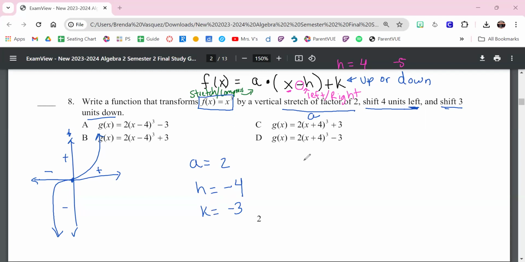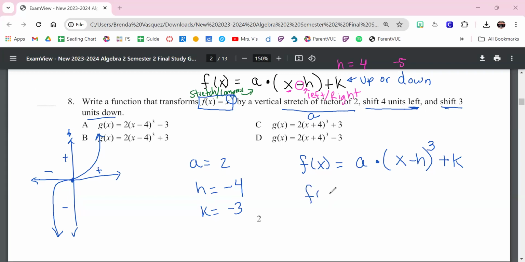So I'm going to write my function. f of x equals a times (x minus h) to the power of 3, plus k. My parent function has a power of 3, so I'm going to write my power of 3 plus K. Now let's substitute every single value.